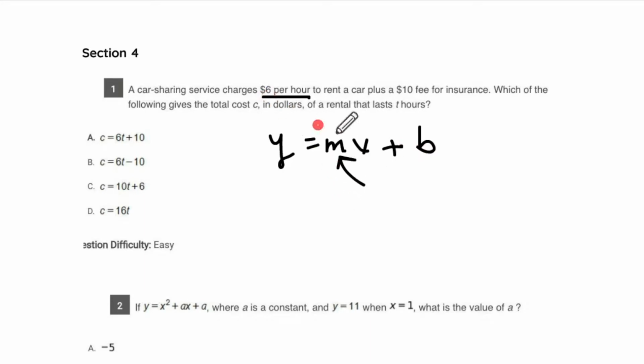So the number before the variable in the equation is going to be 6, and the $10 fee for insurance is going to be the constant that is added on every time. It doesn't change. So the solution to this one, I'm going to go fast on the first ones, is this one, where 6 is before the variable and 10 is the constant. Just keep in mind when you have the per hour, that's a rate. Rate is the same as slope. That will happen in this section multiple times.